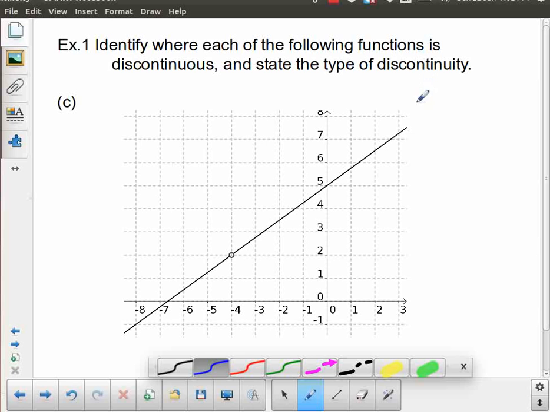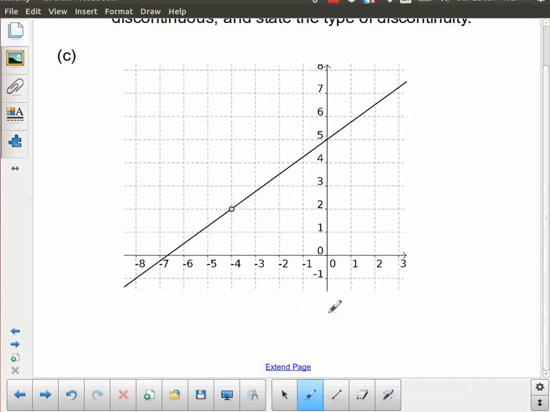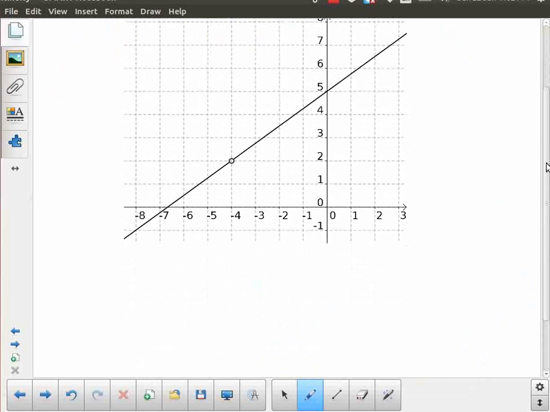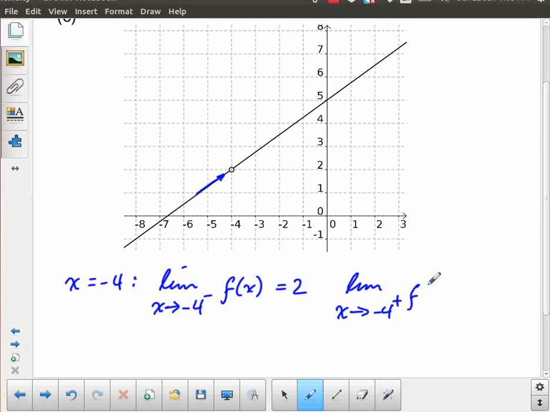Identify where each of the following functions is discontinuous. In this case, we have a linear function, but we have a hole here at x equal -4. So we are going to be testing x equal -4. We'll take the limit as x approaches -4 from below of f of x, and that's going to be this part. We are approaching the value of 2. We're going to take the limit as x approaches -4 from above of f of x, and that's this part approaching, once again, the value of 2.